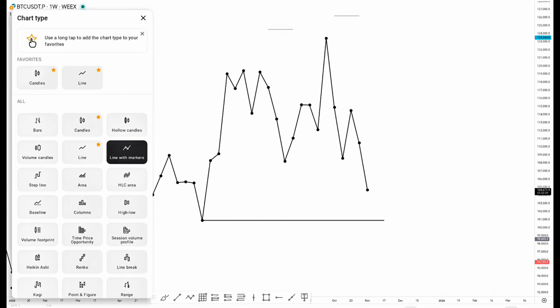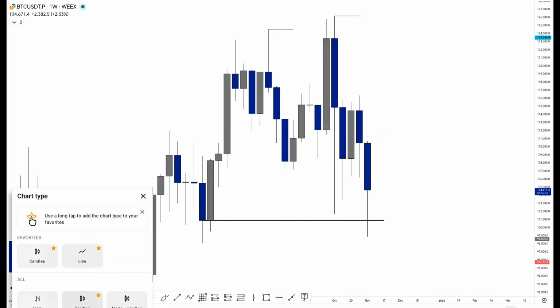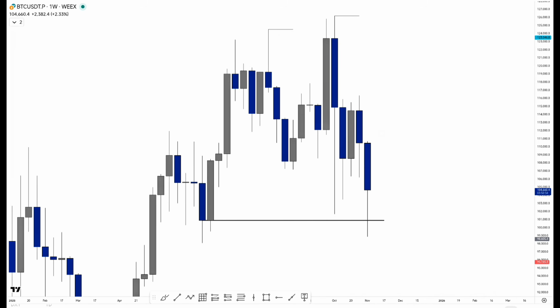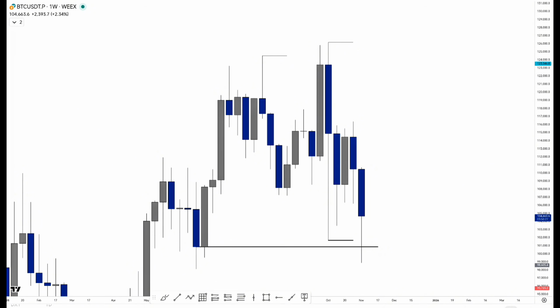So let's go back to the candlestick to see liquidity's entries. So what am I saying? We have liquidity build up here. These are liquidity build up. We have this one here, basically this, and we have that as well.